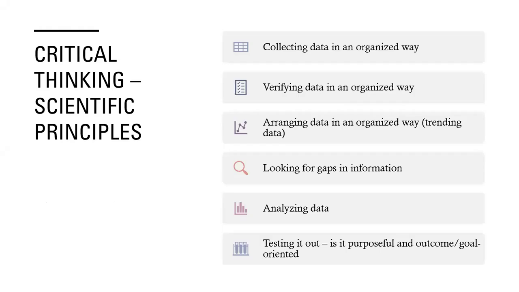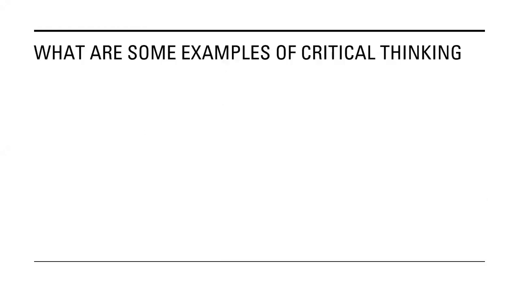Critical thinking is collecting data. Once we get that data, we want to verify: is this data real, or is this some data that's not real? And then we want to arrange that data in an organized way. What that helps us to do is determine whether or not there are any gaps in the information that we have collected. Then we analyze the data and then we test it out.